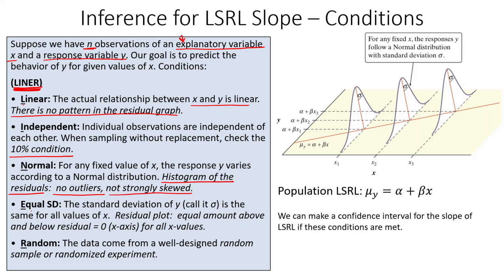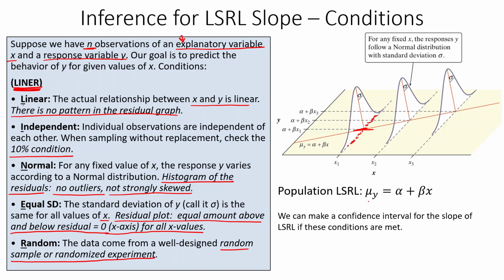All right, the E, equal standard deviation. So if we look at any particular value of x, the y should be roughly symmetrically or uniformly distributed at that x value. The way we check this is we look at residual plots, and we should have equal amounts above and below the x-axis, or the zero residual, for all x values. So it should have the same amount above and below. So like here's the line of best fit. There should be some residuals above and some residuals below. It should be about the same amount between both of them. And random, we always need random, all right? We want unbiased samples, so we need some sort of random sample or a randomized experiment.